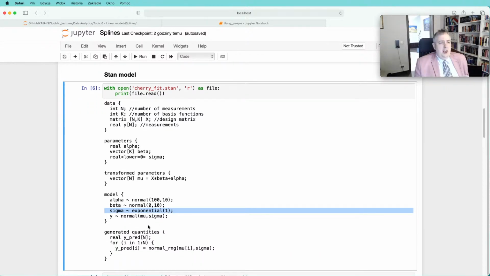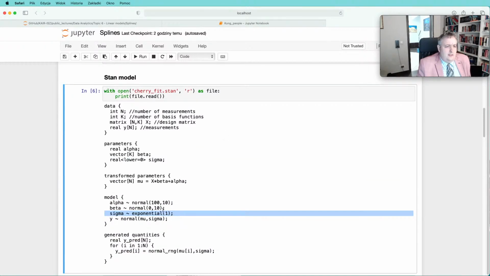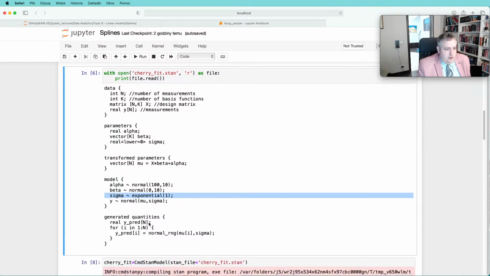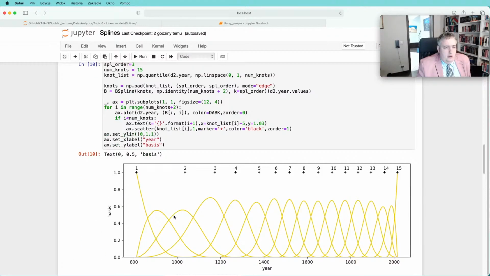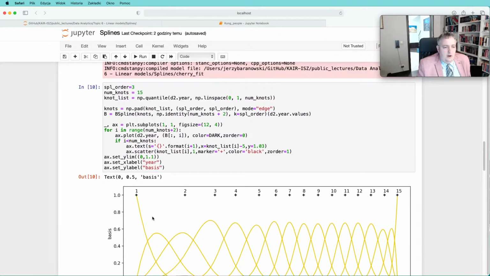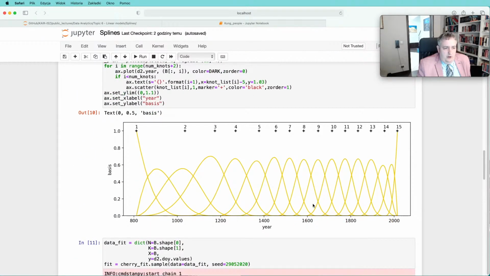We are not analyzing the prior predictive distribution here, especially since we do not have much time. The rest is the same as always. We compile our model, and this is our basis function. We get the quantiles of our data points. As you can see, we have more data points later and fewer earlier.